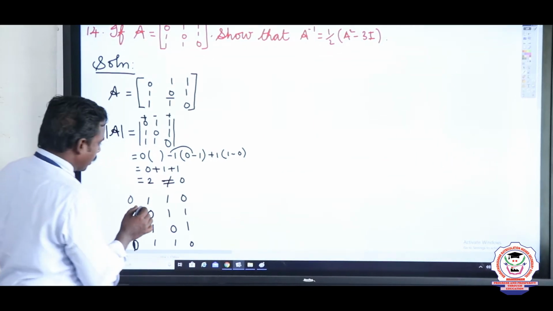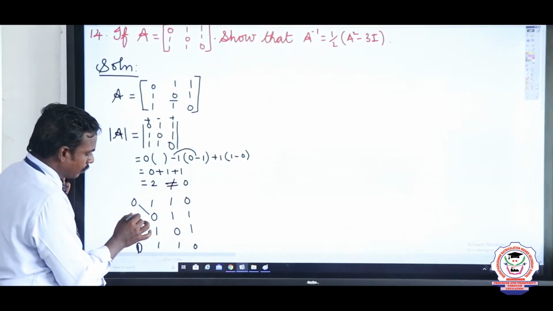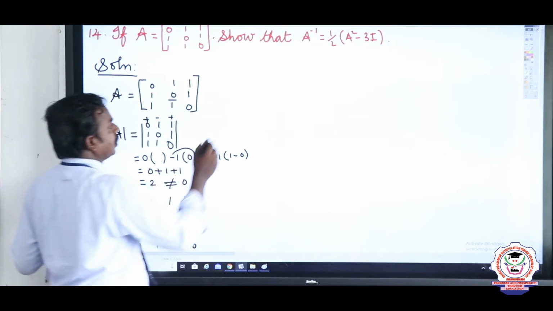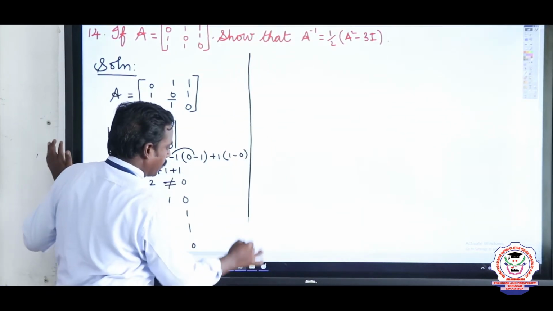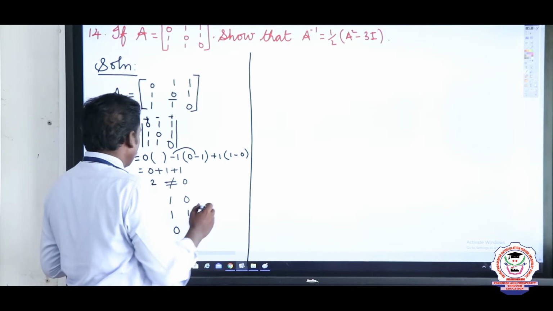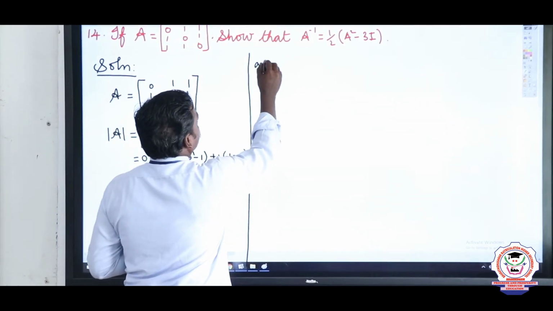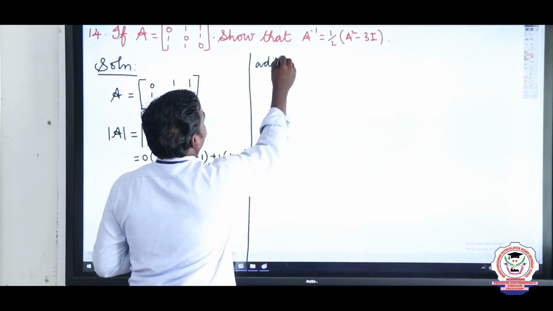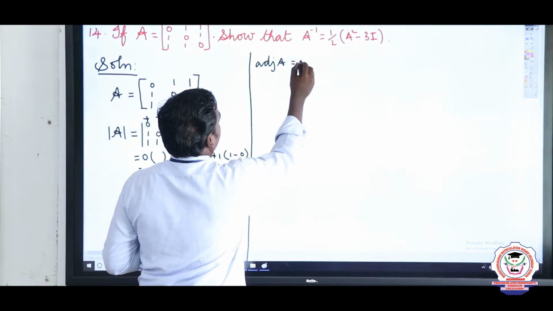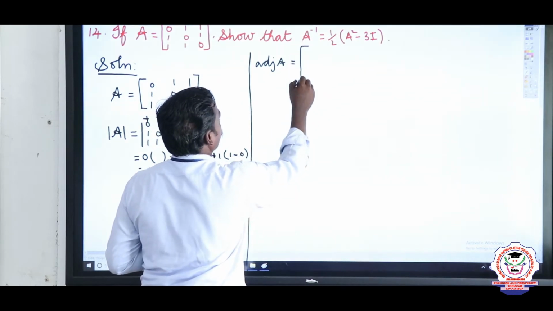Listen, to find adjoint of A we need to multiply, first row, first element. From this, very simple. Now listen, all of you, from this adjoint of A, this is equal to, listen to this.